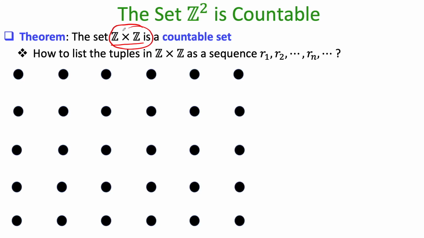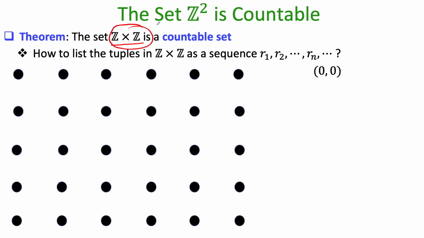The idea is very clever here. Since we are considering the set Z cross Z, it's nothing but the collection of all points in the two-dimensional plane. Imagine that you have that infinite two-dimensional plane where you have all the points belonging to the set Z cross Z, and our goal is to give an enumeration of all the points in that infinite plane such that the enumeration is well defined and we do not miss any point in the enumeration process. So here is the enumeration process.